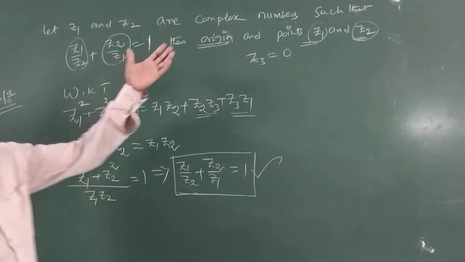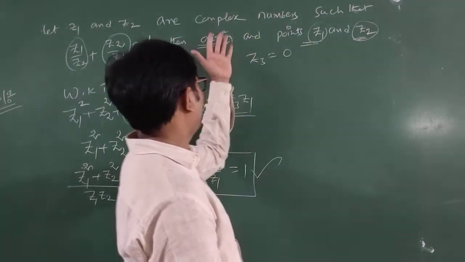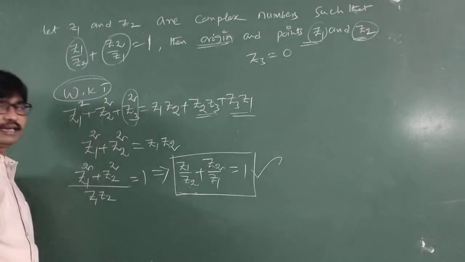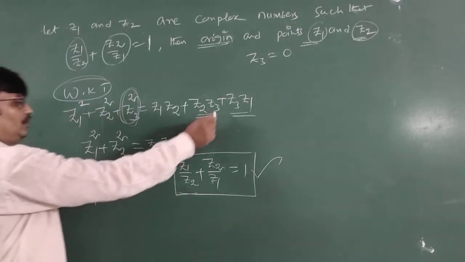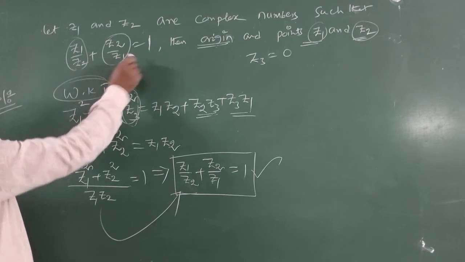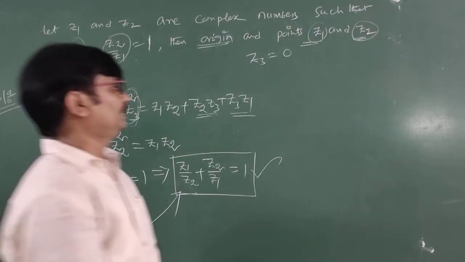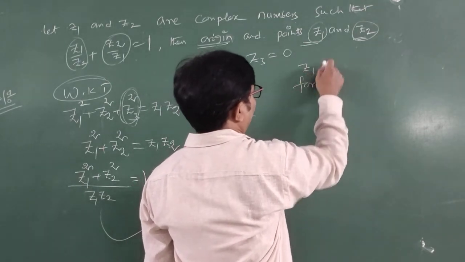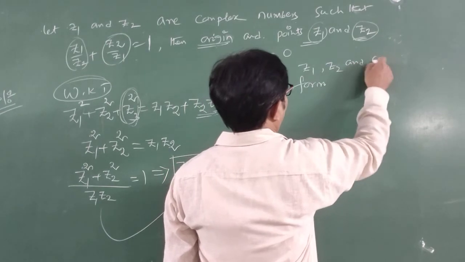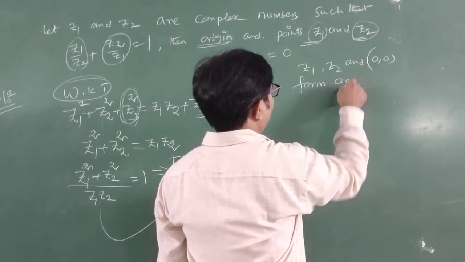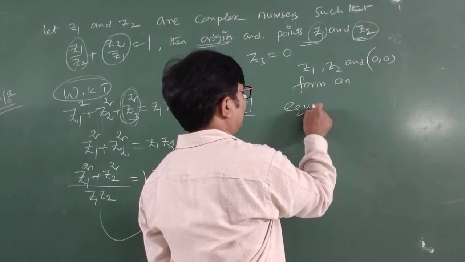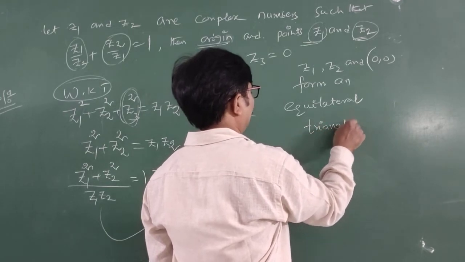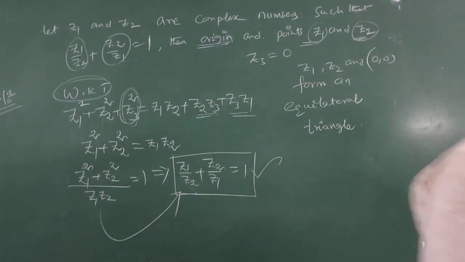So, students, the given points Z1 and Z2 and the origin form an equilateral triangle. Just take the equilateral triangle condition with Z3 equal to 0, and we get the given condition. So Z1, Z2 and the origin form an equilateral triangle. Okay students.